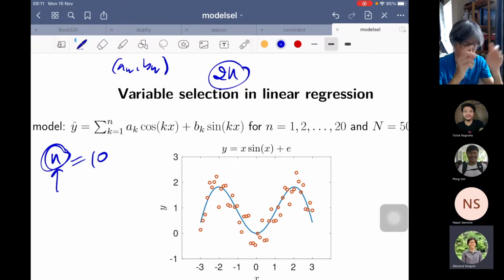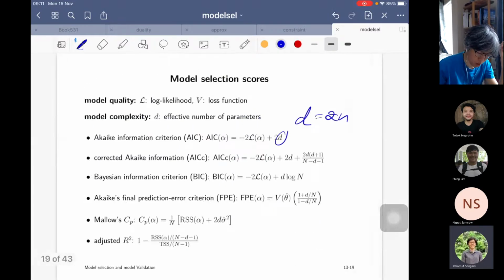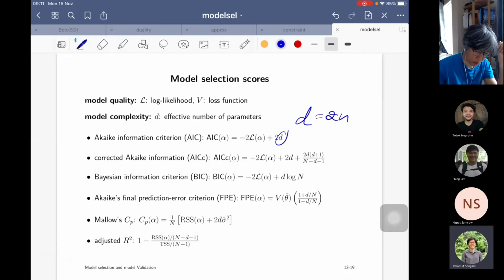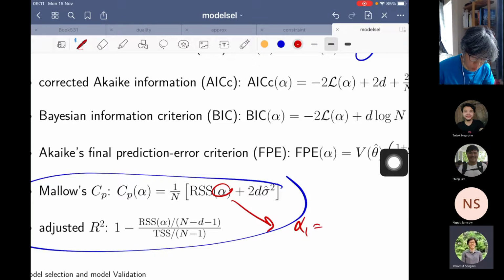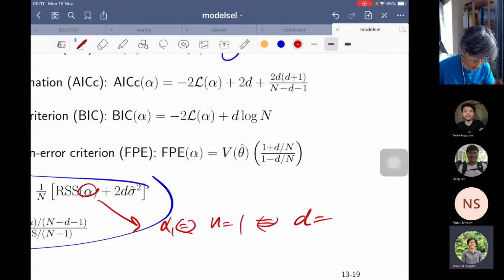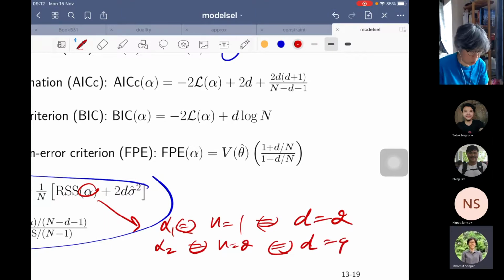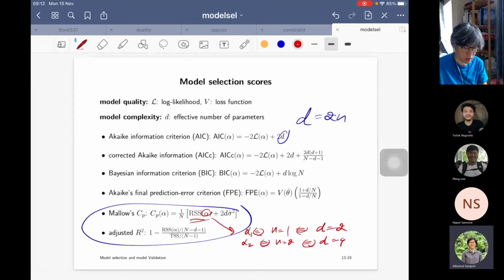So I hope you can recall that when you use least squares, these can be evaluated from the results after you fit. The parameter alpha here, alpha 1, would mean when you use n equals 1, your d is 2. At the second degree, n equals 2, which means your d is 4, things like this. You can compute the residual sum of squares at different degrees.